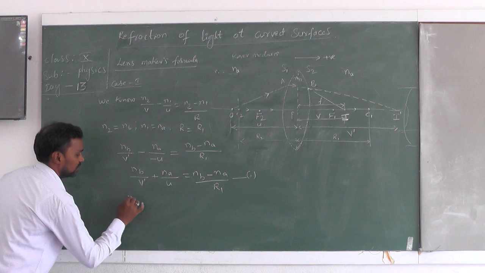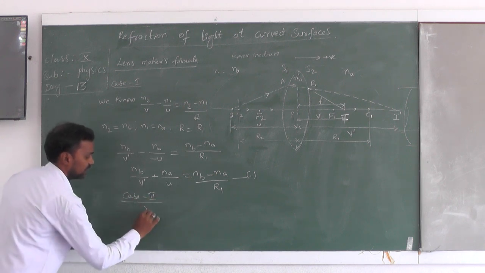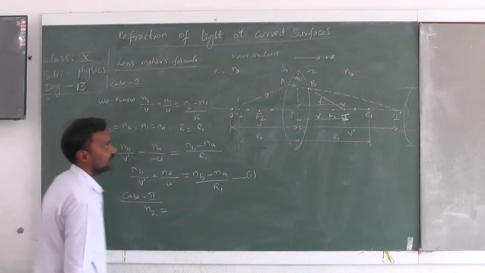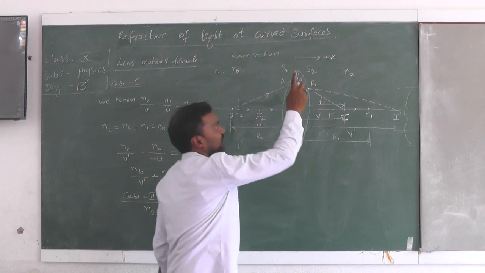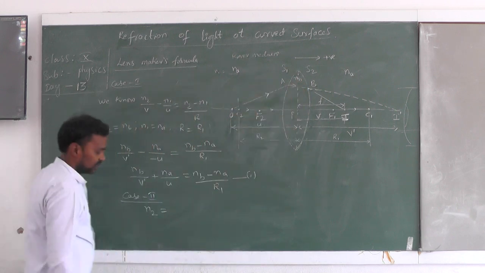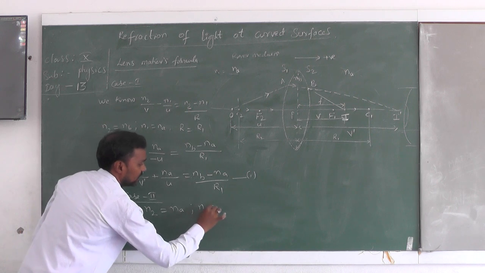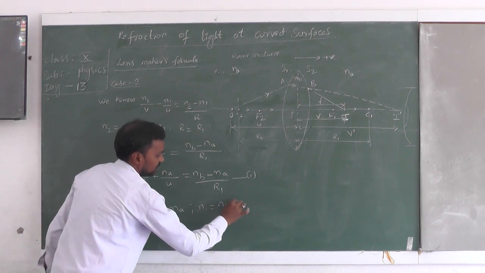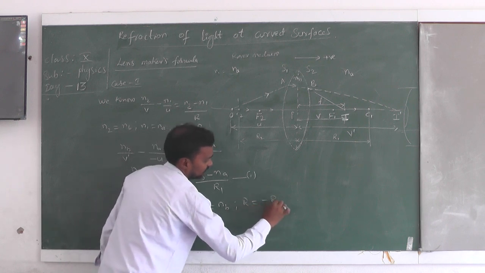Here in case 2, if I take N2, what is N2? Light is traveling from denser to rarer. So this becomes the second medium, and this becomes the refractive index of the first medium. N2 is equal to NA, and N1 is equal to NB. Next, R is equal to R2, minus R2.